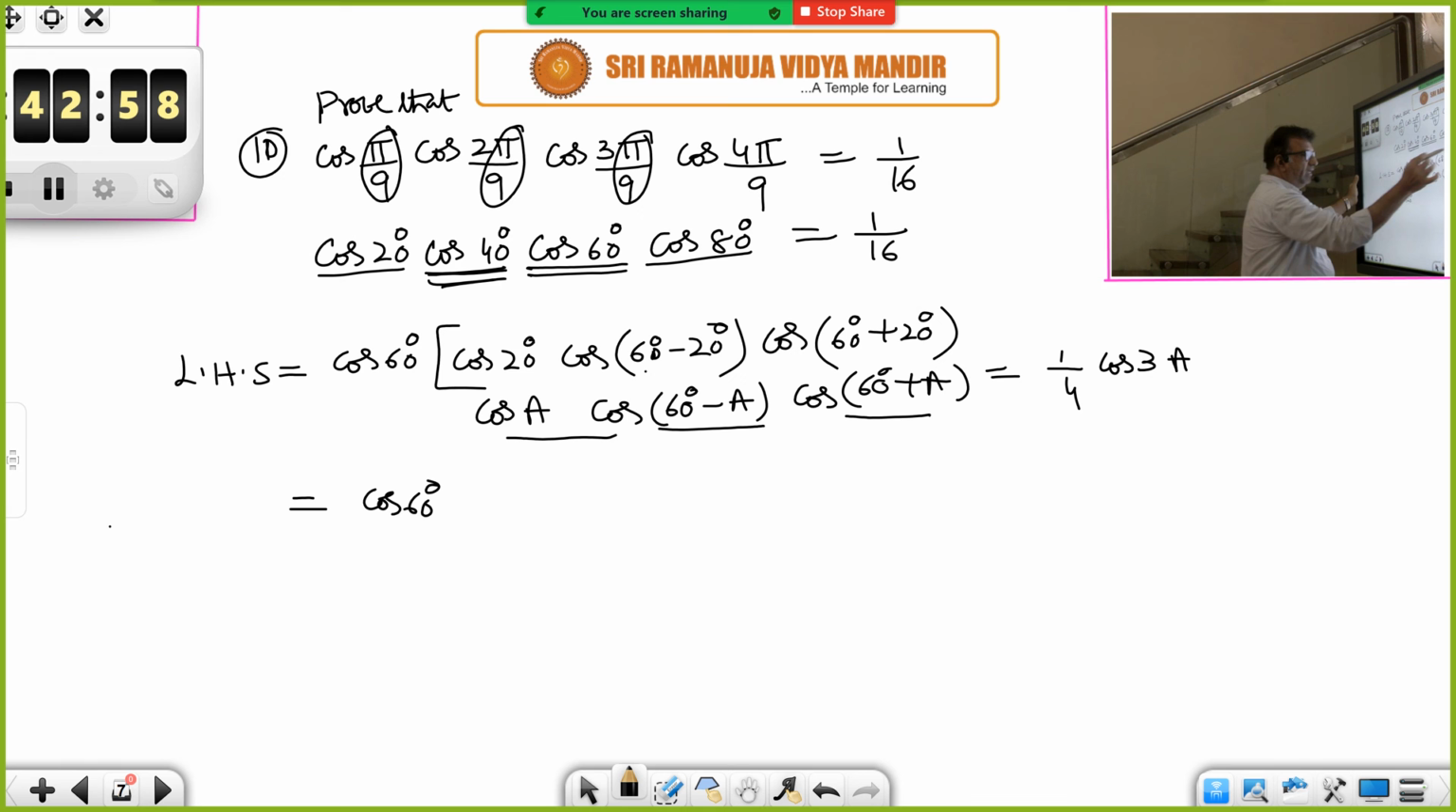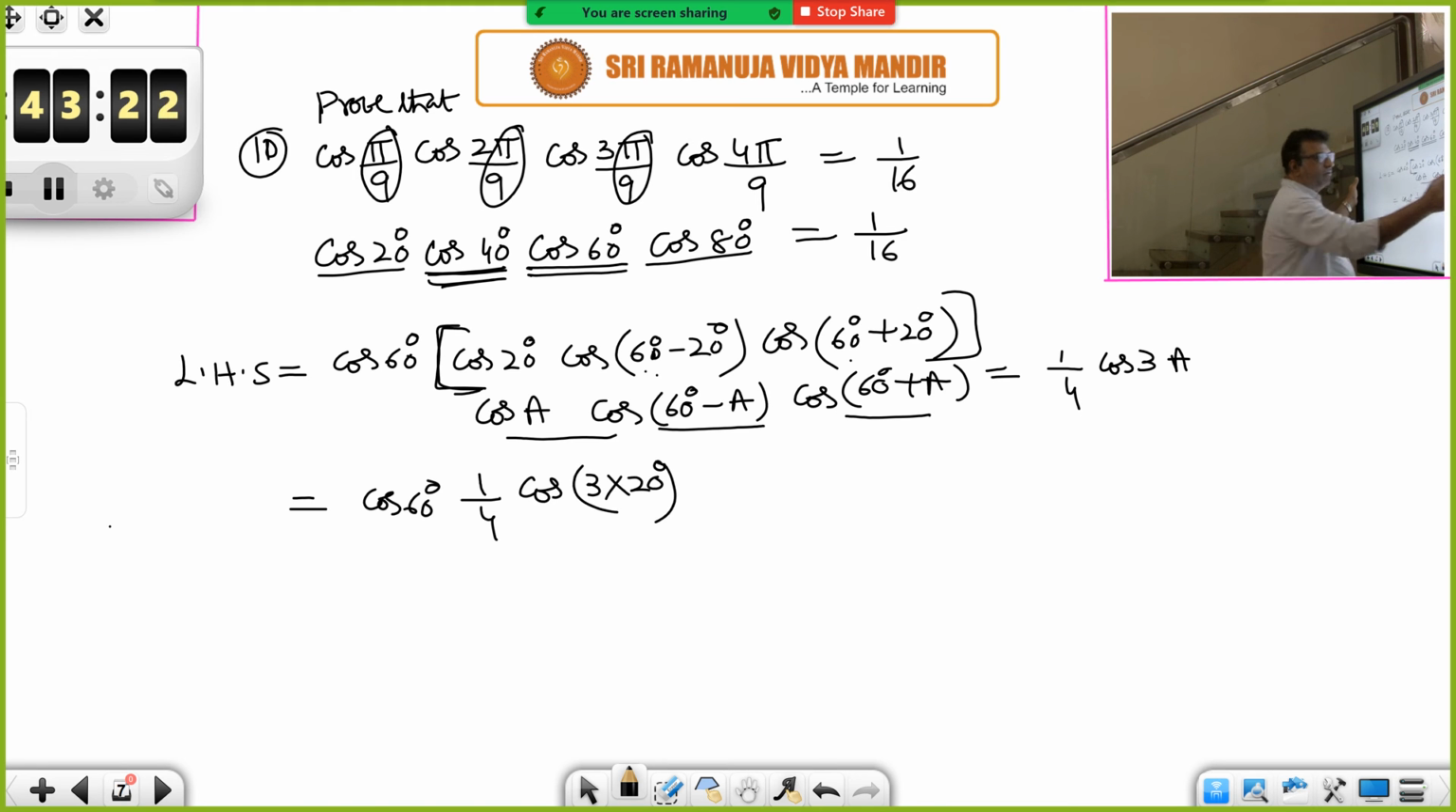Come on, Tanmayi. What is this value in the bracket? Cos 20, cos 60 minus 20, cos 60 plus 20. What is it equal to? 1 by 4. Yes, sir. Come on. It is equal to 1 by 4 cos 3a. That is cos 3 into what? 20. Cos 3 into 20, according to this formula.